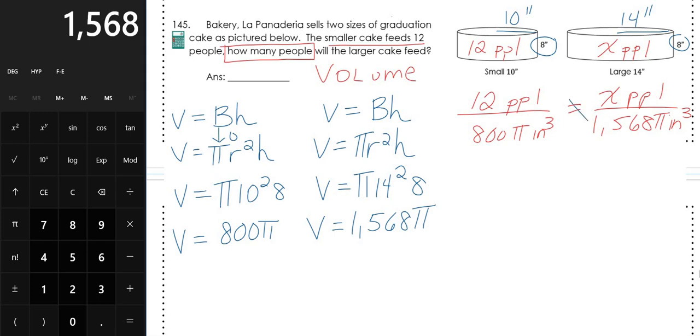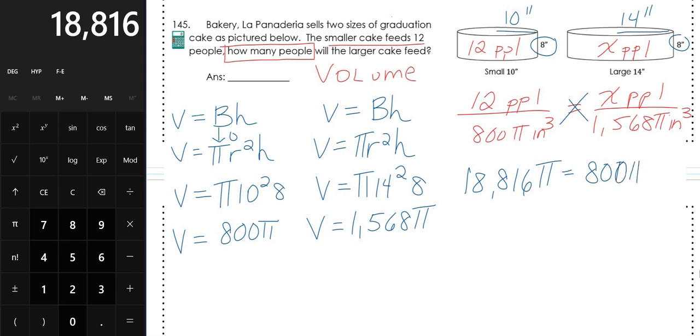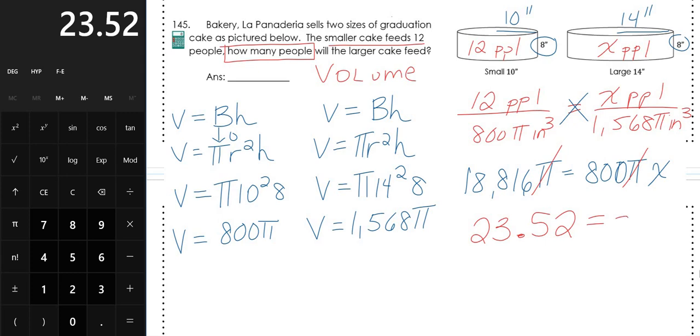Keeping that conversion consistent, let's cross multiply. In my calculator, I'm going to do 1,568 times 12. That's my first diagonal. So now I have 18,816 pi. I didn't multiply pi in yet. My other diagonal is 800 pi times x. Now notice the pi's will cancel. So in my calculator, I just need to do 18,816 divided by 800 equals 23.52. That's my X value.